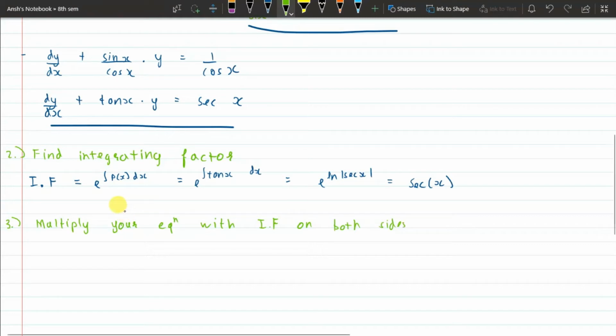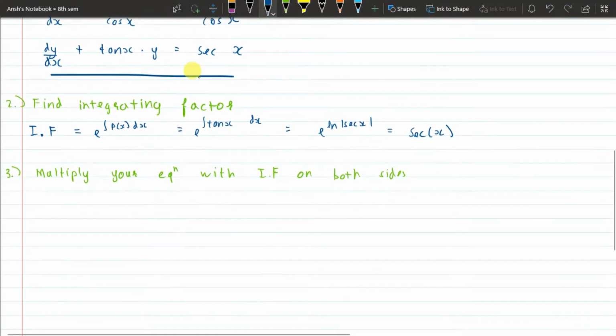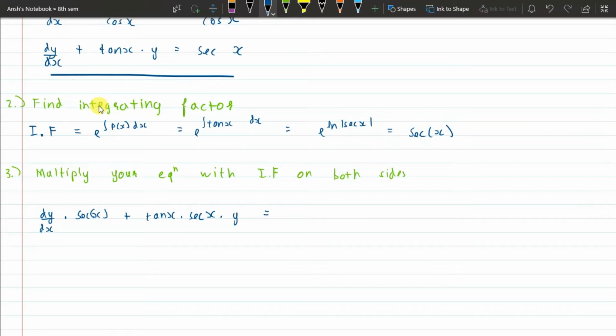And we'll see why we do this in the next step. For now, let's continue with the third step, and we get dy over dx, multiplying the left hand side with the integrating factor. We get dy over dx sec x plus tan of x into sec of x into y, and then multiplying sec of x on the right side again, we get sec square of x.